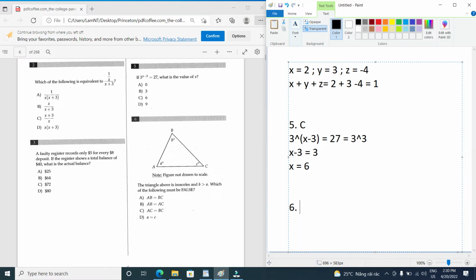The triangle above has two angles B and A. Which of the following must be true? We know that B is bigger than A. So the side opposite B, which is AC, sorry, has to be bigger than the side opposite A, which is BC. So AC has to be bigger than BC. So the answer has to be C. So 6 is C. Okay?